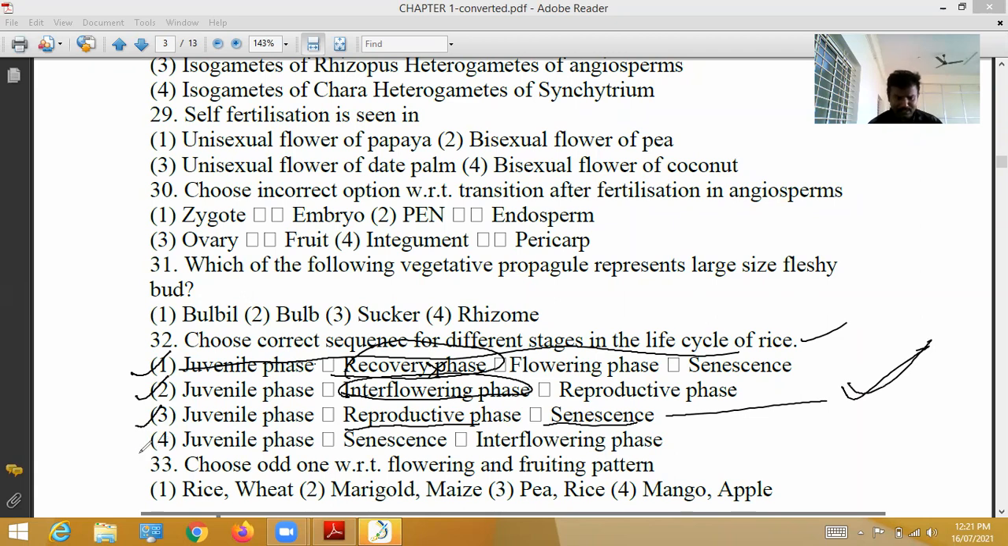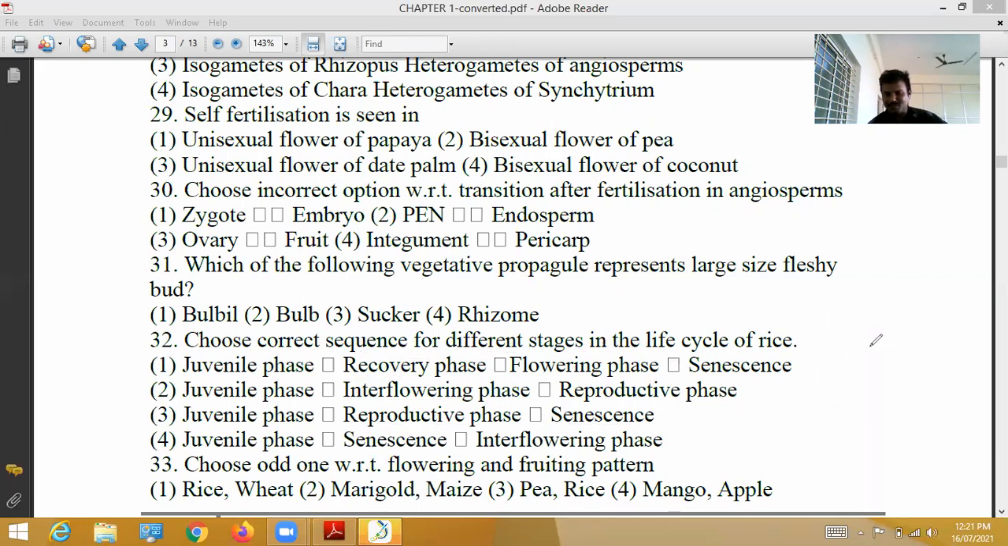Let's see the fourth option, juvenile phase followed by... so it is also wrong. Juvenile phase is followed by reproductive phase. Reproductive phase is followed by senescence. So among these four options, the third option is the correct option.